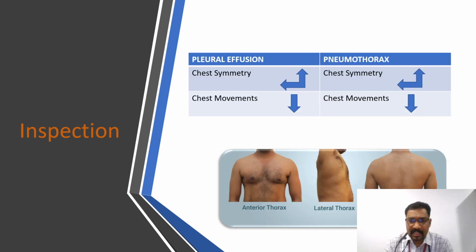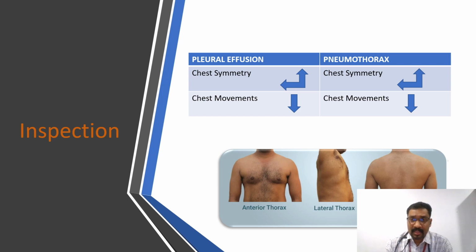Another important inspectory finding is to compare the chest and look for its symmetry. To add to this point, I think the best position to examine the respiratory system is the sitting position, probably on a stool with the hands on the thighs. When you do that and assess the chest symmetry, in most cases, especially with mild or moderate pleural effusions, the chest symmetry might be equal.